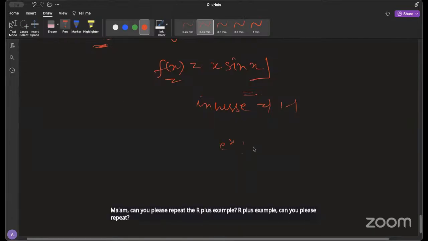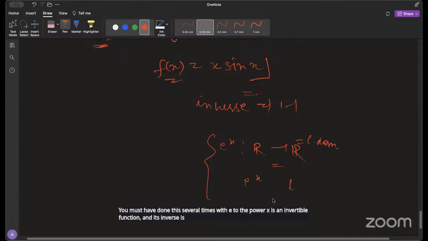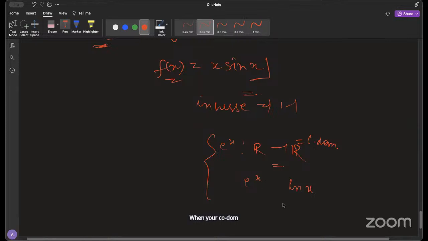If you have this function from R to R, if you take this to be the codomain, then it's not an invertible function. You must have done this several times, that e to the power x is an invertible function and its inverse is natural log of x. But that's only true when your codomain of e to the power x is R plus.